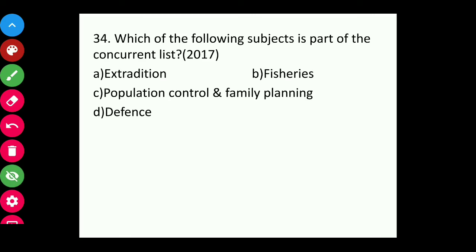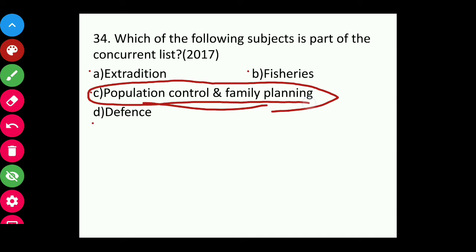34. Which of the following subjects is part of concurrent list? A. Extradition. B. Fisheries. C. Population control and family planning. D. Defense. So the answer is C, population control and family planning.